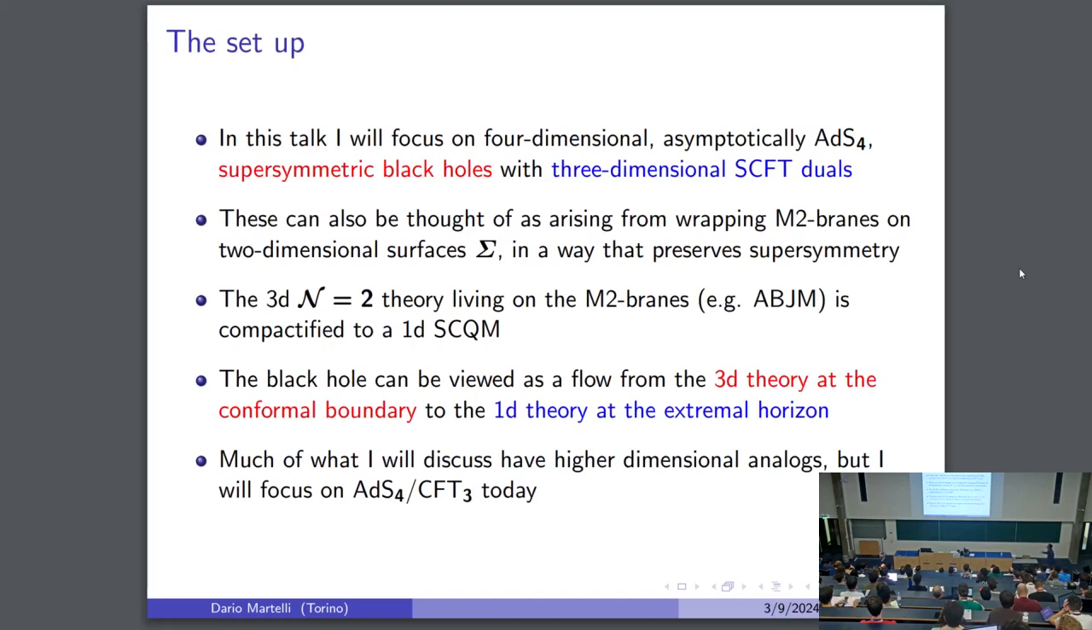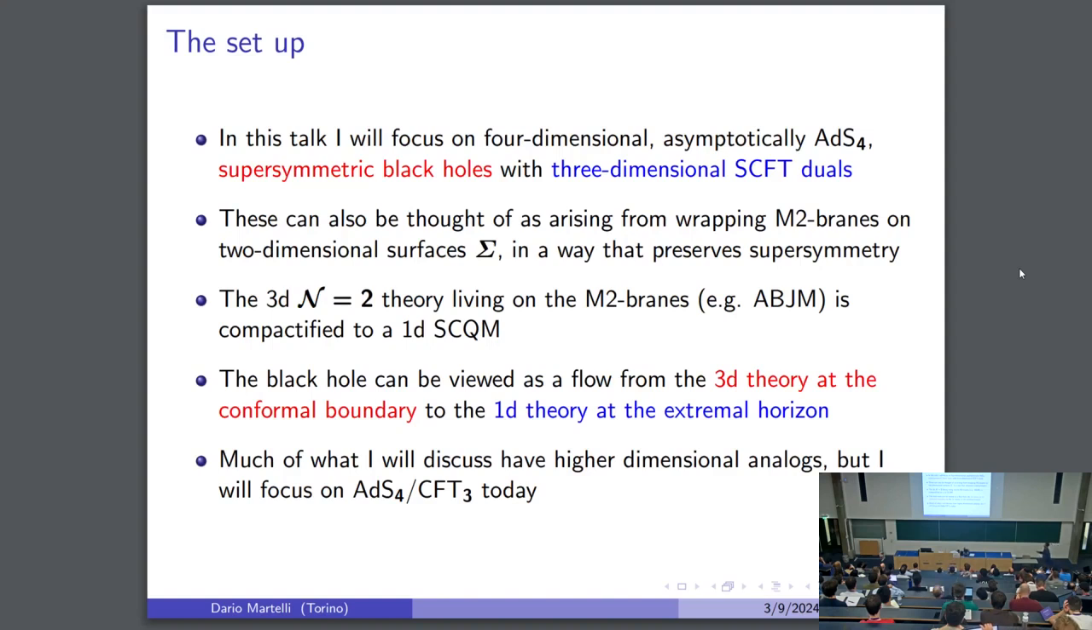Okay, so the setup in this talk: I will focus on four-dimensional asymptotically AdS4 supersymmetric black holes with three-dimensional field theory duals. We can always think of them in some four-dimensional gauged supergravity, but we also want to be able to uplift them to 11 dimensions so that we can apply M-theory and string theory to discuss the field theory dual. This can be thought of as arising from wrapping, in particular, N M2 branes, when we uplift to 11 dimensions, on a two-dimensional surface.